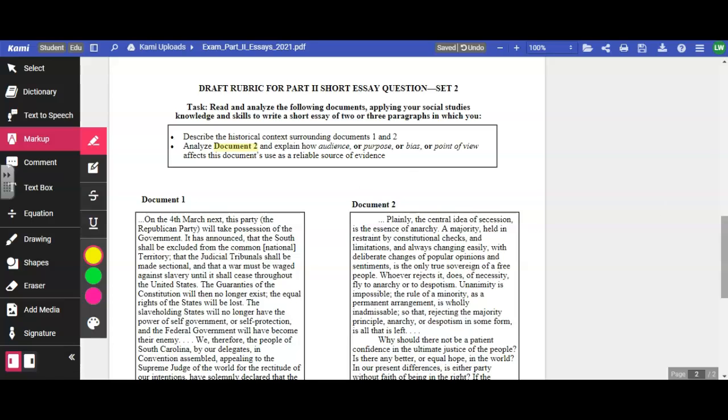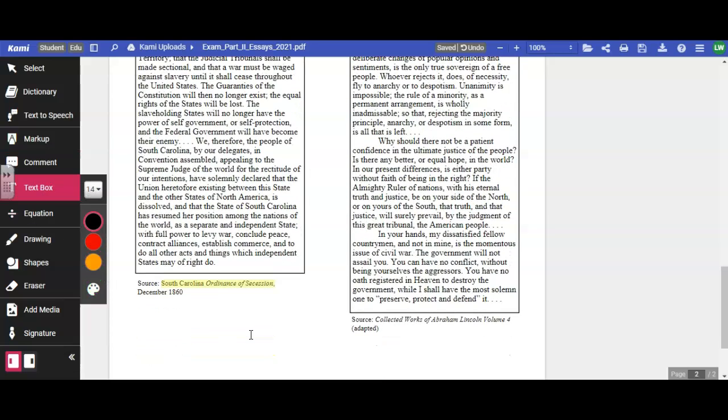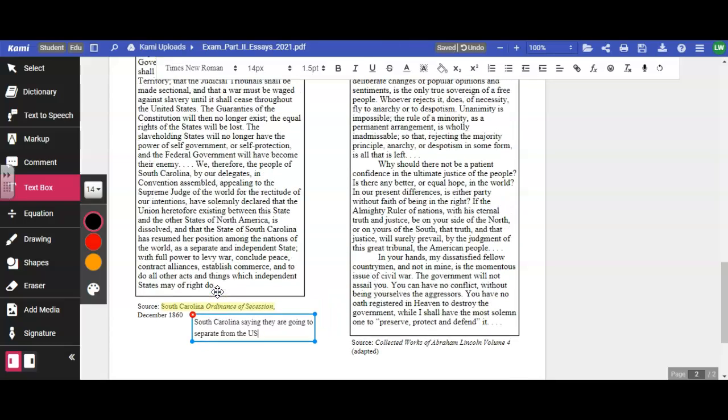So, I'm going to look at the source first of document 1. So this says it's from South Carolina's Ordinance of Secession. So this was South Carolina saying they're going to separate from the Union or from the United States. Okay. So that's what this is.